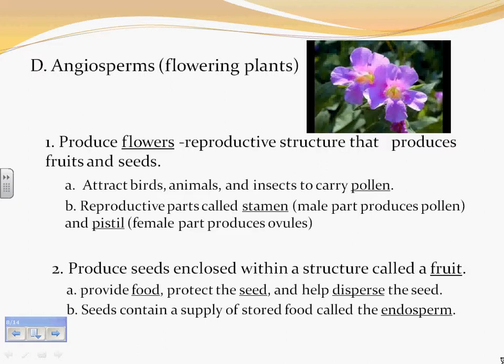They produce seeds enclosed within a structure called a fruit. The fruit provides food, protects the seed, and helps disperse the seed. Seeds contain a supply of stored food called the endosperm.